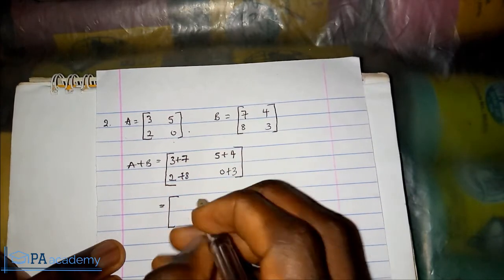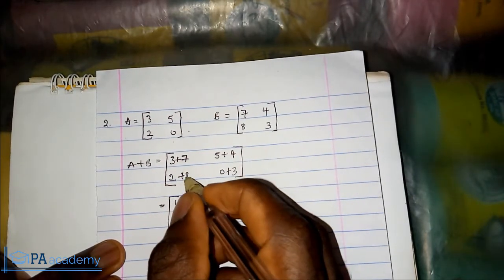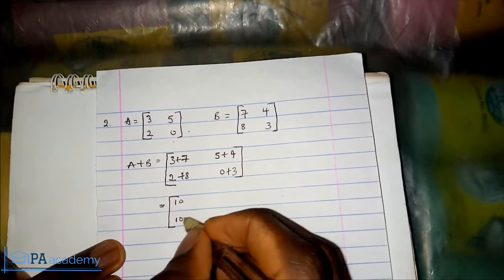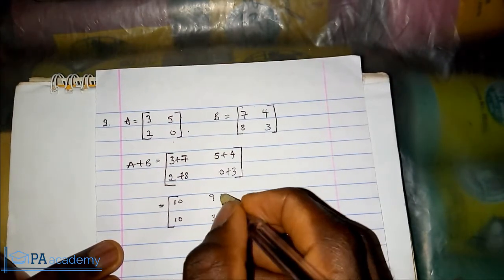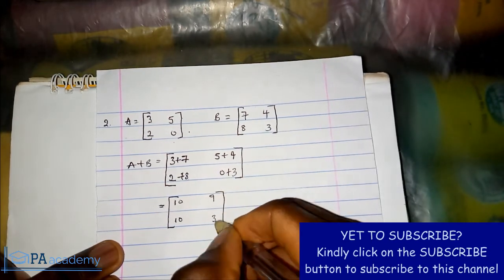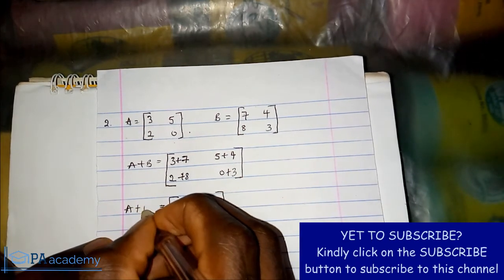So 3 plus 7, that is 10. 2 plus 8, 10. 5 plus 4 gives us 9. 0 plus 3 gives us 3. So this is the answer for A plus B.